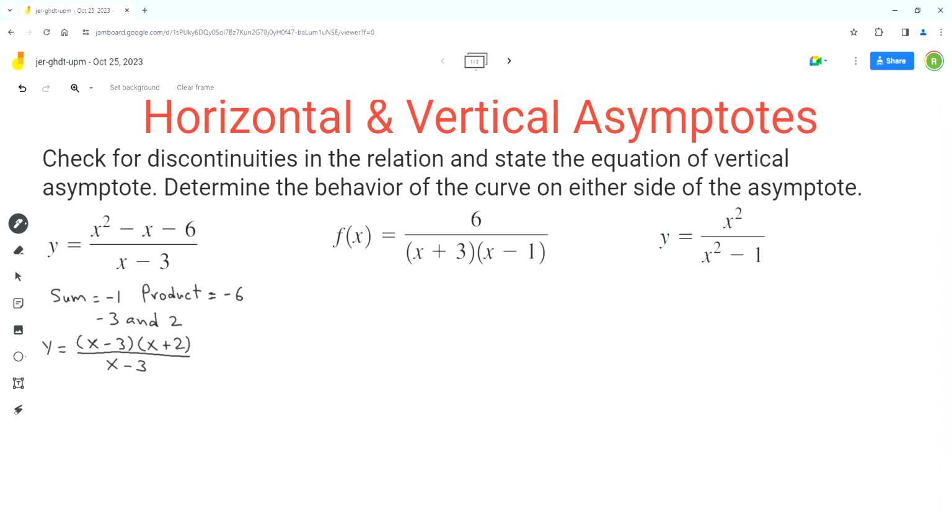So now we can see that there is a common factor in the numerator and the denominator. So we can cancel it out, and that means there is a hole at x equals 3. So we set the common factor equal to 0 and solve for x. So we add 3 to both sides. So we get x equals 3 because the 3 on the left side gets cancelled out. So here we can conclude that there is a hole at x equals 3.